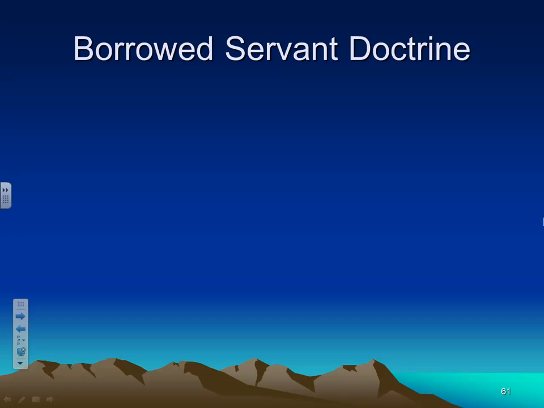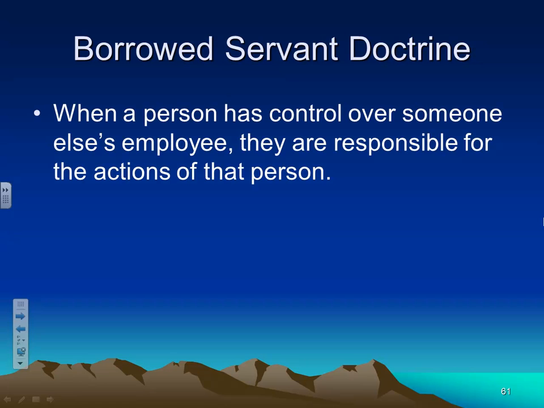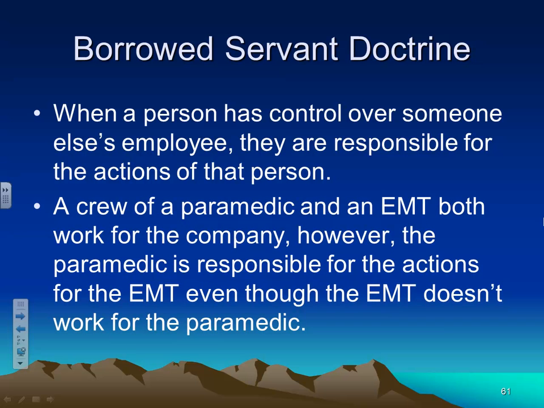So the borrowed servant is you can't serve two masters, in that he's working for the service and he screws up, or is he working for you? He's not working for you, but you're responsible for everything that he does. So that's why they call it borrowed servant. You're still responsible for that, and it's a double whammy on the poor guy. When a person has control over someone else's employee, they're responsible for the actions of that person. The crew of a paramedic and EMT both work for the company. The paramedic's responsible for the actions of the EMT, even though the EMT doesn't work for the paramedic.